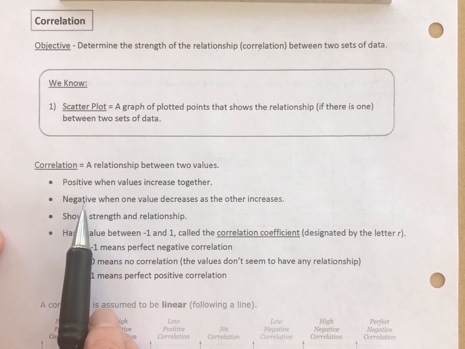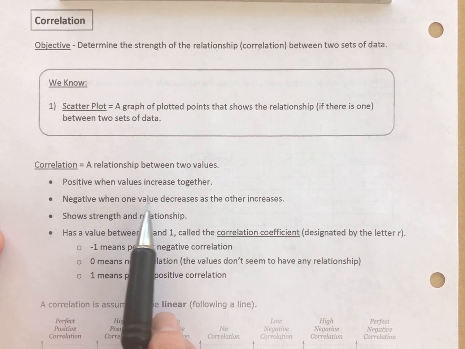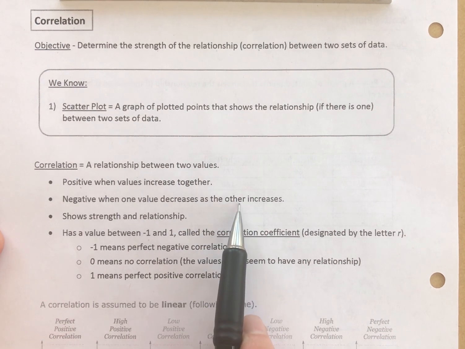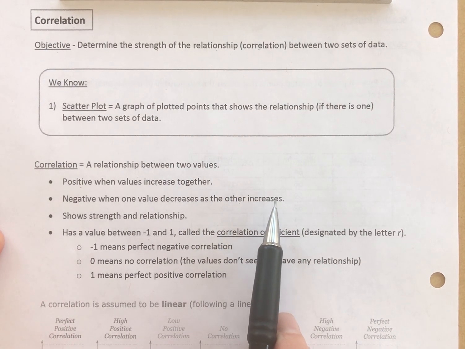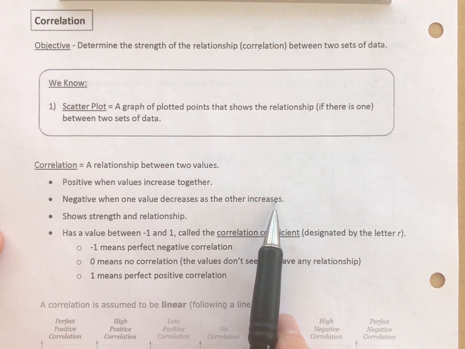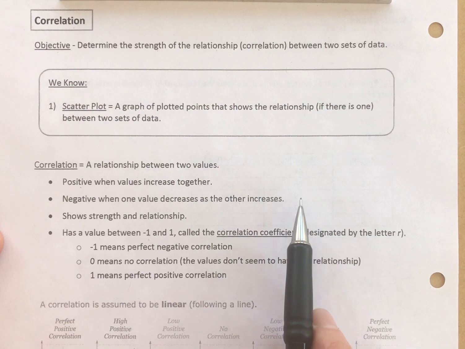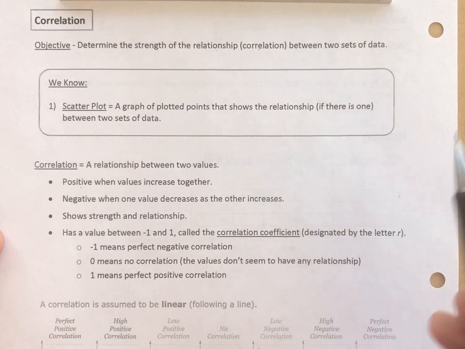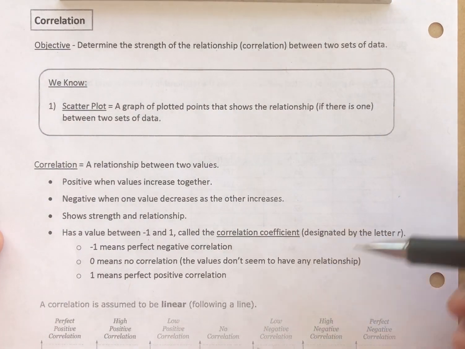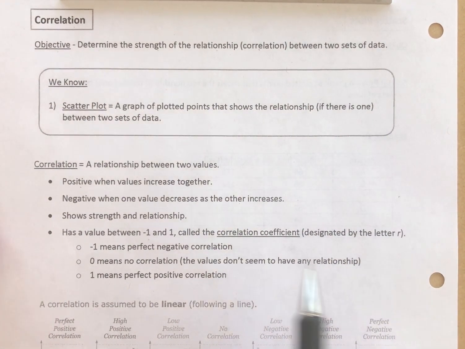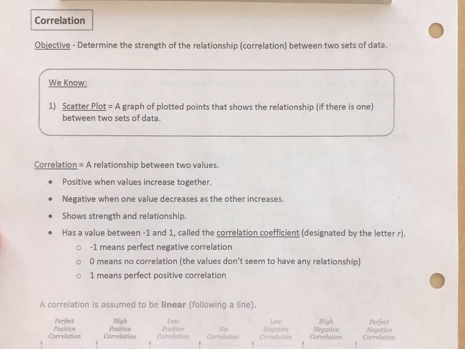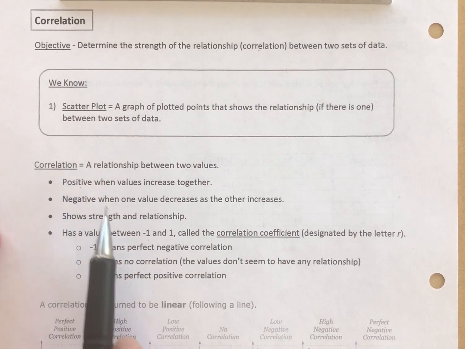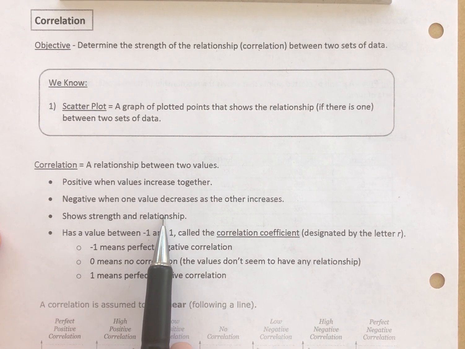If the relationship is negative, that occurs when one value decreases as the other increases. Okay, here's an example. This one is the value of a car. As age increases, as cars get older, their values decrease. They're worth less and less. So that's an example of a negative correlation. Okay, correlation shows both strength and the relationship.